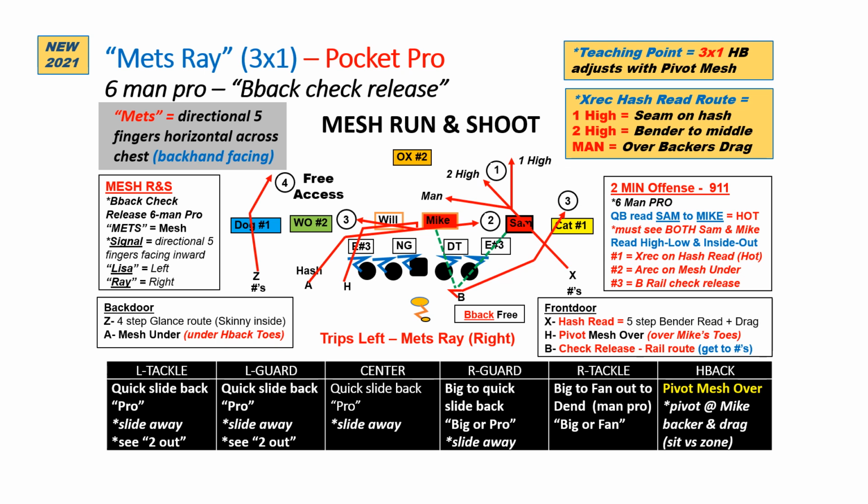What I love about this is when you go 3x1, again, the H is the only one who adjusts, and he simply runs a pivot mesh over. So he'll still go to the mic's toes, and then he'll reverse pivot back towards the ball and the quarterback, and then continue with his over route out the backside. Same read progression for the quarterback, looking for the Sam and the mic hot, thinking X on the hash read, but looking for the A underneath to the rail up the sideline.